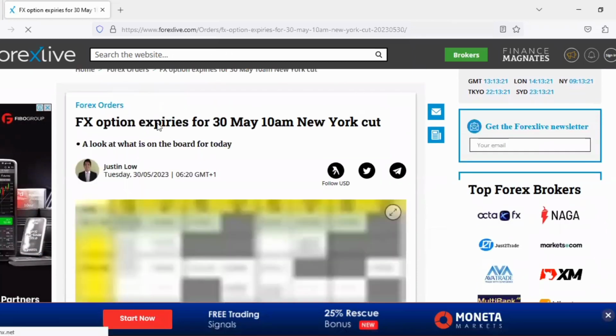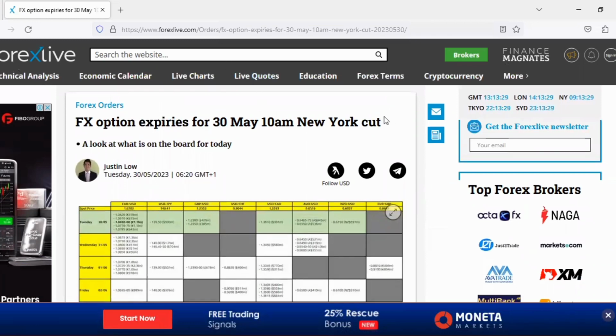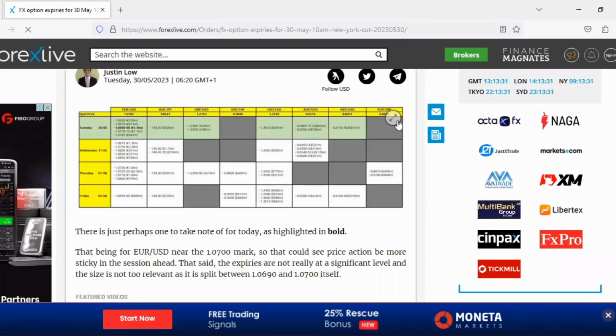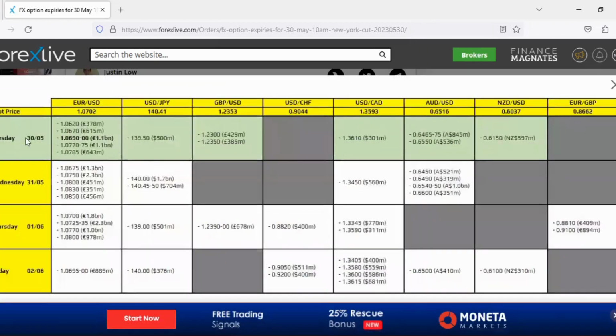You can see the FX option expiry for the 30th of May, 10 a.m. New York cut. Now, if you look at this, let's enlarge this and see the orders we have on it. So this is the 30th. Now we are having 0620, 0670, 0690, 0770, 785. What does this mean? This is implying that the price is going up, because what we had yesterday was 06. Now from here we are having 06, 07, then 0785. This means that the price is actually going up.